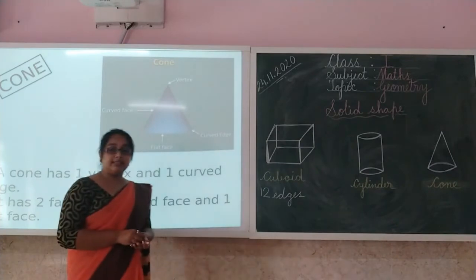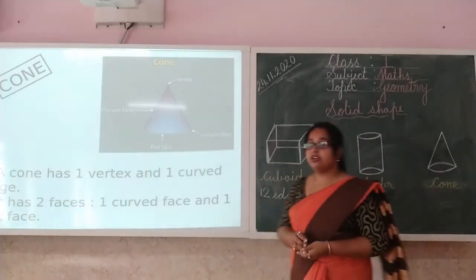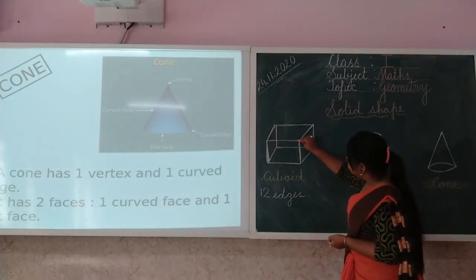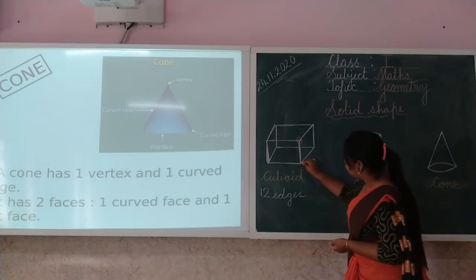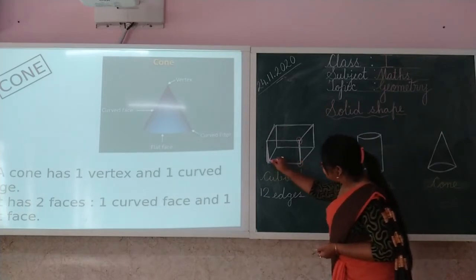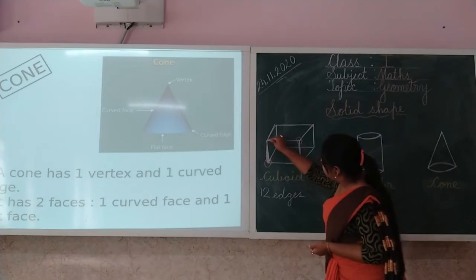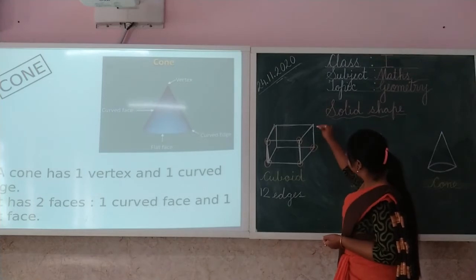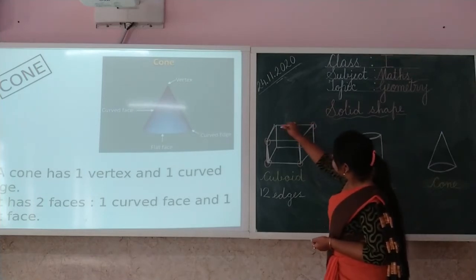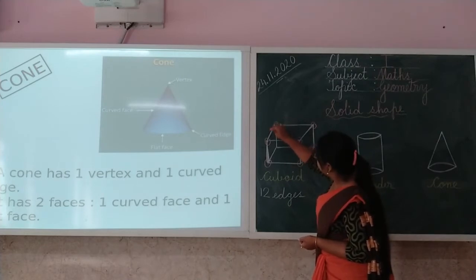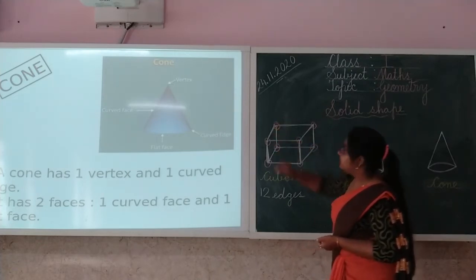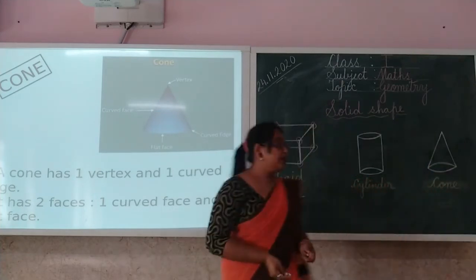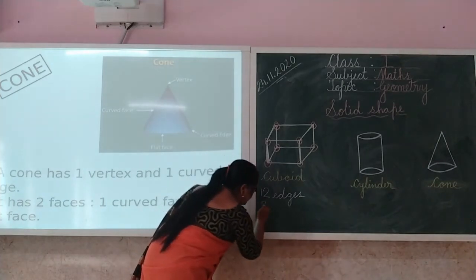And how many vertices? 8 vertices. Let's find out the 8 vertices. See, number 1, 2, 3, 4, 5, 6, 7 and 8. So we have got our 8 vertices, right? So let's write here 8 vertices.